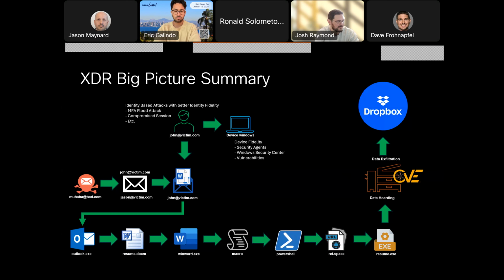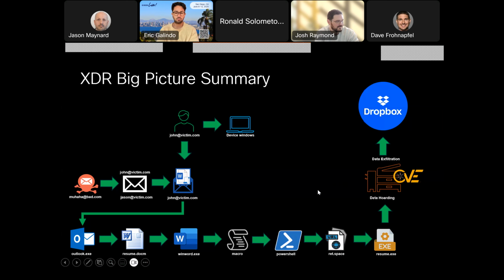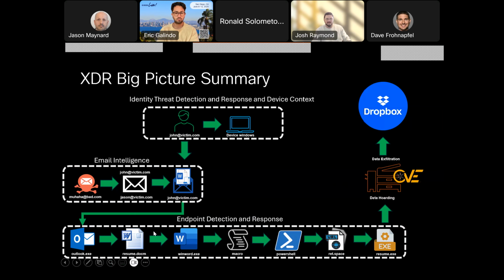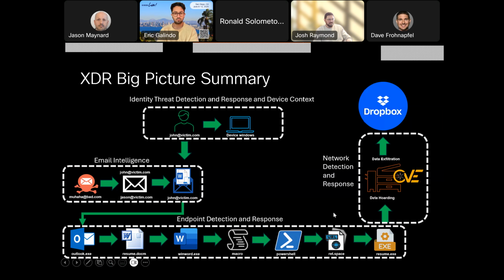Again, historically, Splunk will do that. But in real time, I'm able to do this in the environment, even with historical data that I might get from Splunk. Now, when we break this up a little bit, this is identity threat detection response and device context. This is email intelligence. This is our endpoint detection response capability. And this is our network detection and response tool that provided. So there's 4 different areas that helped us tell that complete story.